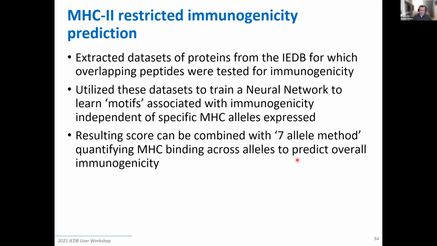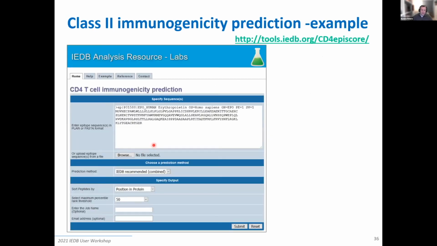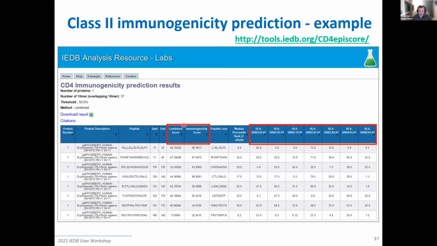And for binding, we use the 7 allele method as our base threshold. So we trained a neural network here on these data sets, and then we validated based on tetramer from the IEDB, using actually a large number of studies from all over the world to compare these methods. This is how the tool looks like. Again, you insert your peptide sequence, and you should know this by now. You can choose the IEDB recommended, which in this case is combining the immunogenicity and the 7 allele method, and you're getting scores then back that combine these two.